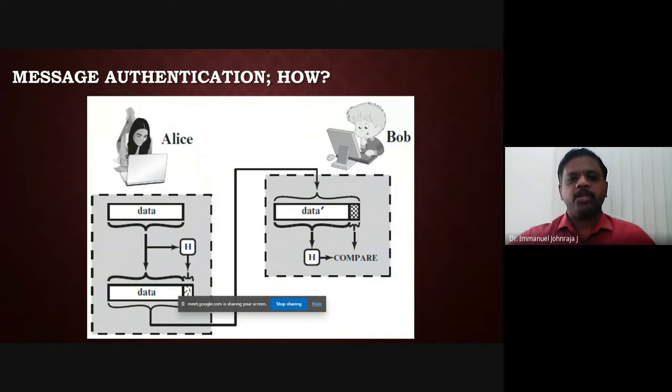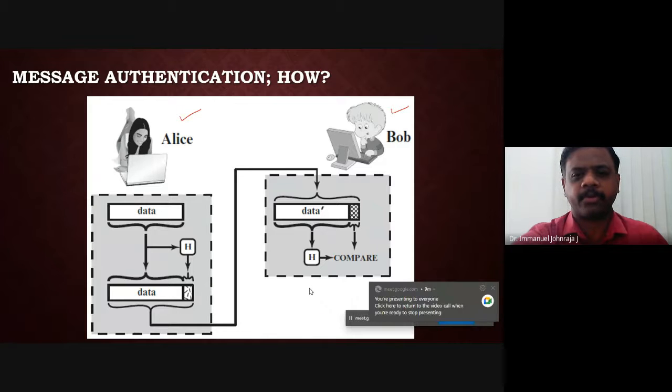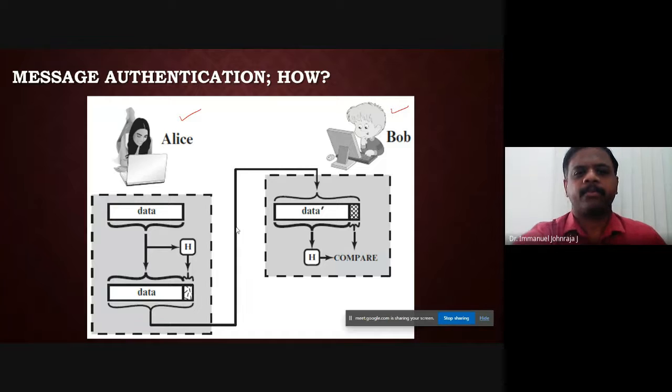Very simple. You have two people as usual, Alice and Bob. These two people have to communicate a certain message between them. There is a message, maybe data. Probably Alice wants to communicate this message to Bob, but she's a little worried about the integrity of this message. Will the message be received as it is sent by me? So what does she do?